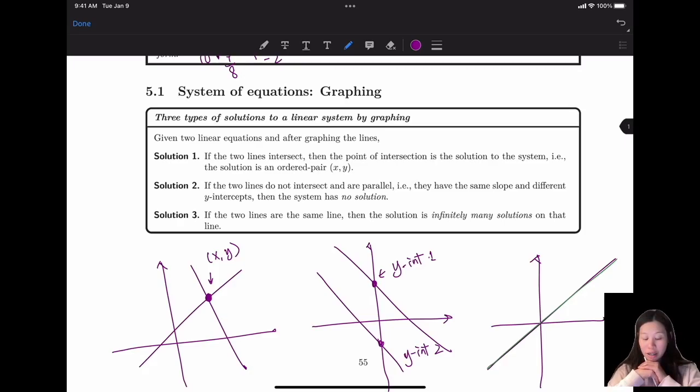The third case is if two lines are the same line, which means they overlap, like what you see in my third graph. Then there are infinitely many solutions on that line. Why is that? Remember, the solution means the intersection point. Since these two lines coincide, they have infinitely many intersection points, because every point they have is an intersection point. So that means they have infinitely many solutions.